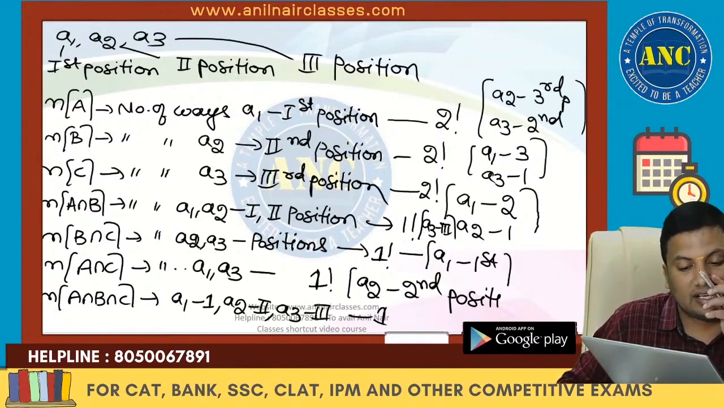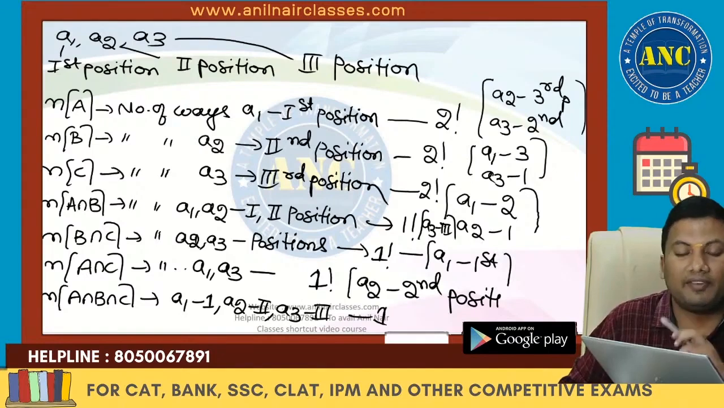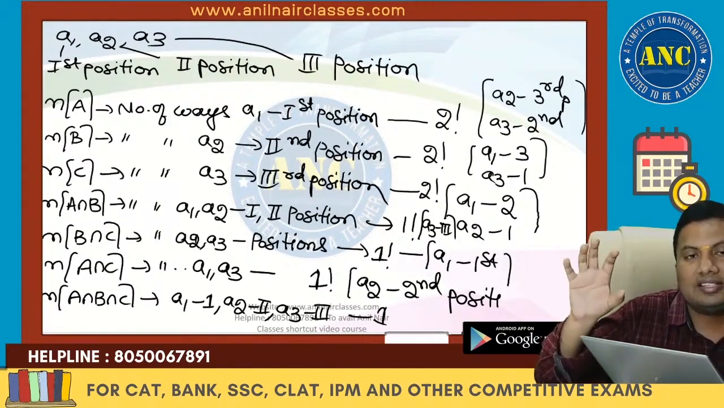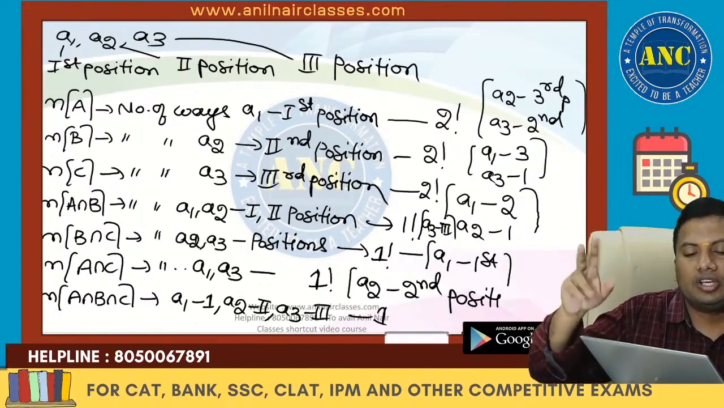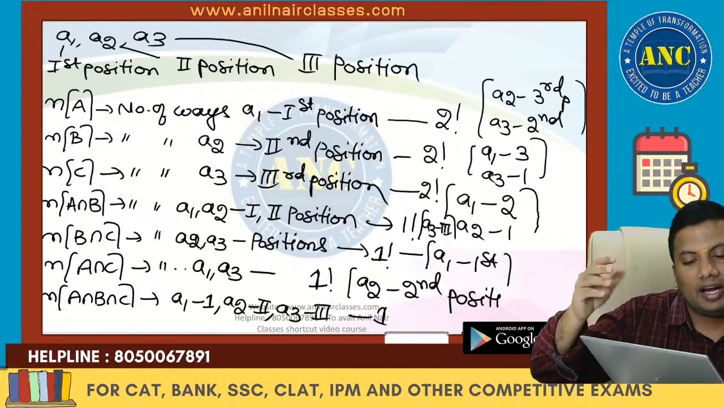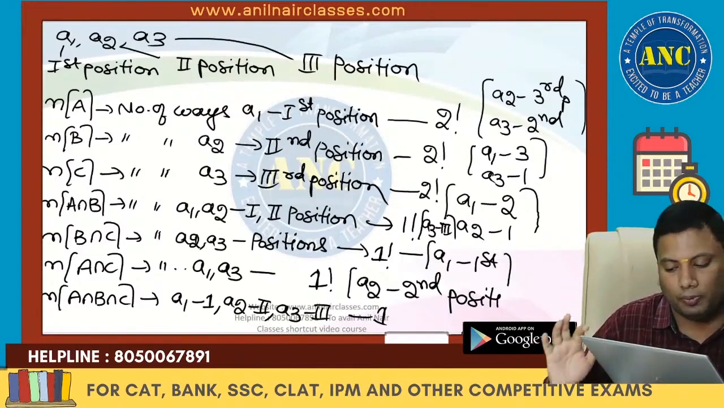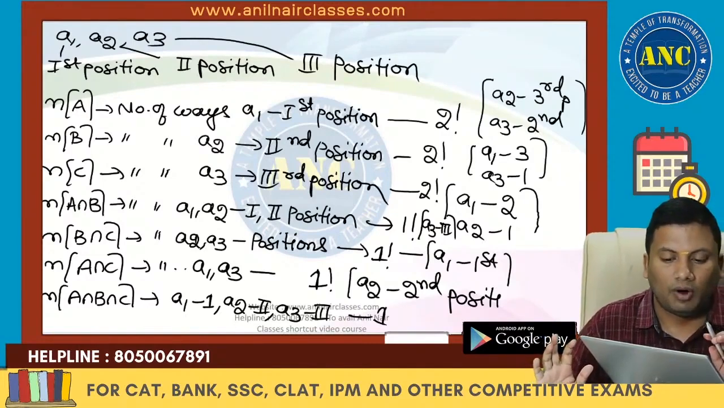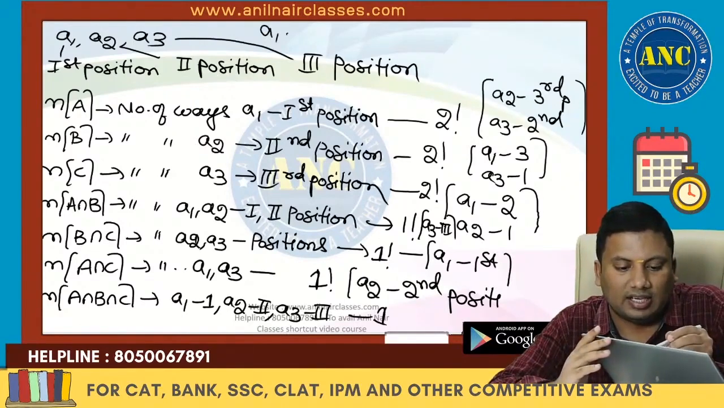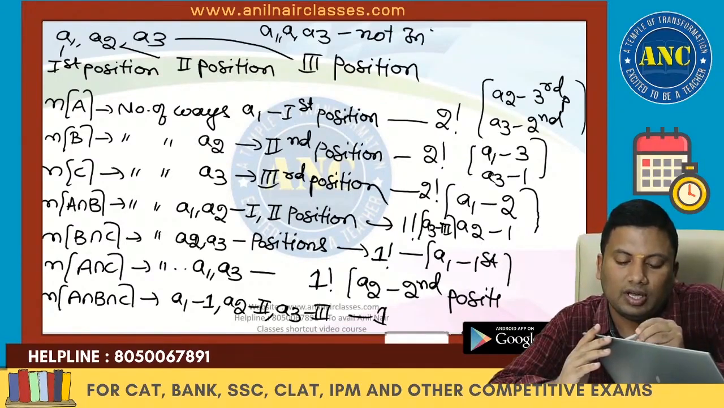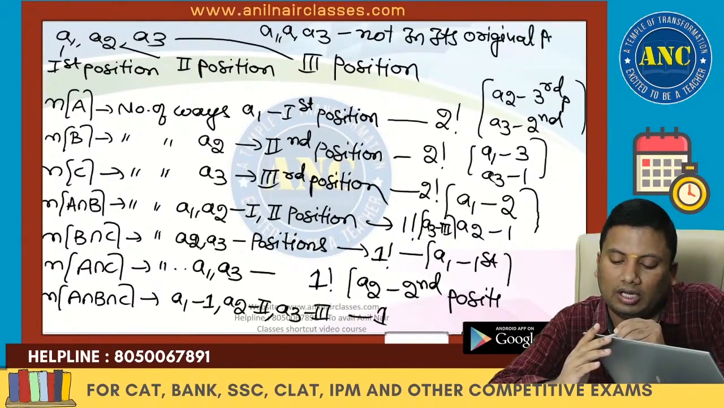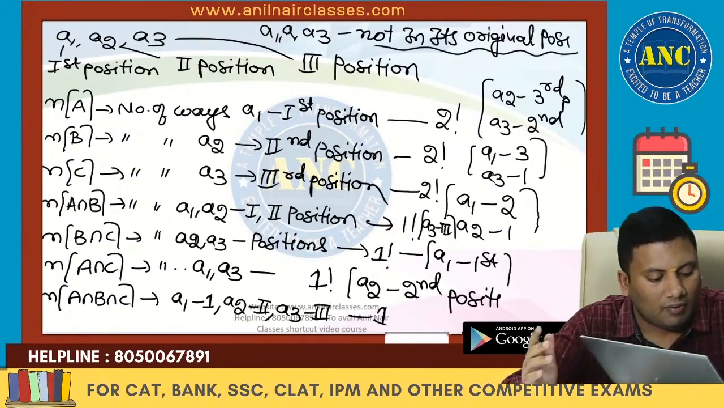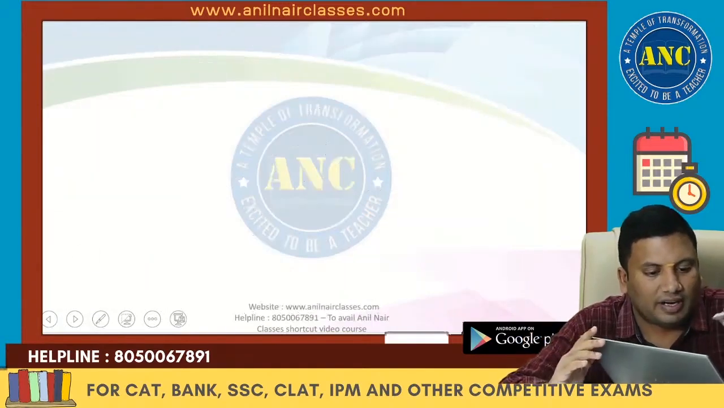N of A suggests the number of ways of arranging A1 only in first position. If A1 is in first position, A2, A3, 2 things, 2 positions, 2 factorial. Similarly, A2, A1, A3, 2 things, 2 positions, 2 factorial. I hope it is clear. N of A, N of B, N of C. What do I require? I require arrangements such that A1, A2 and A3 are not in their original positions. Now what I will do is, I will use the concept of Venn diagram.